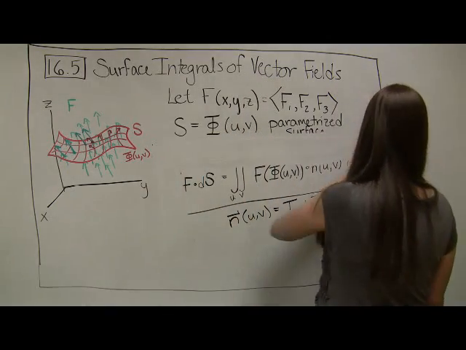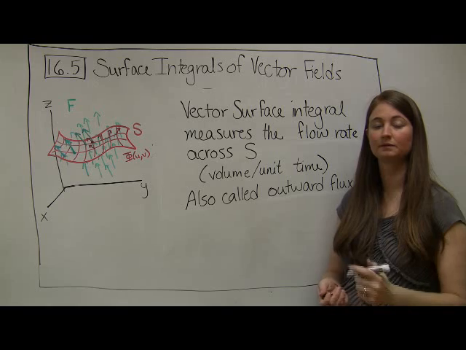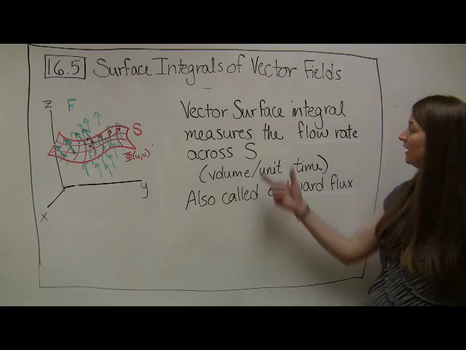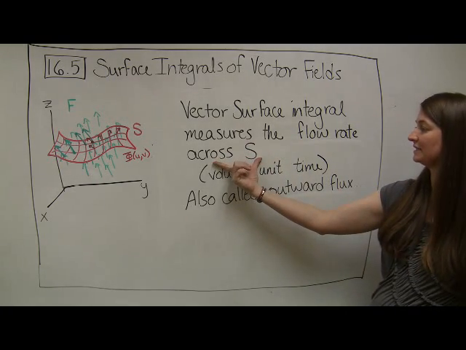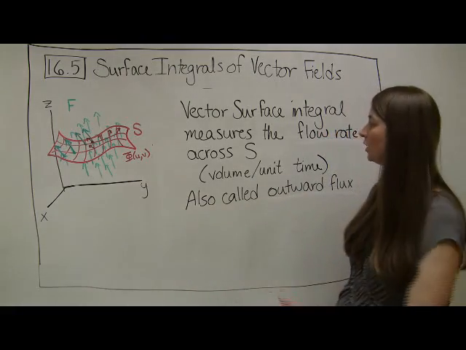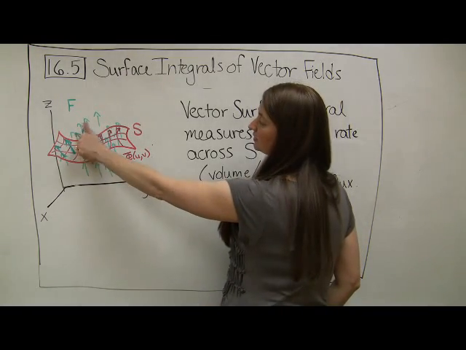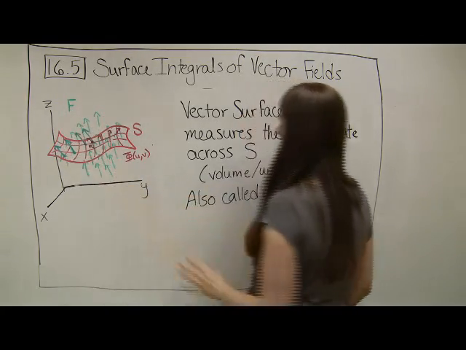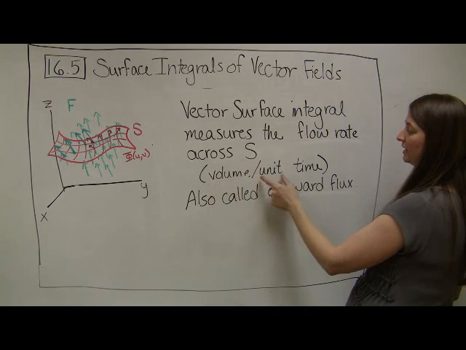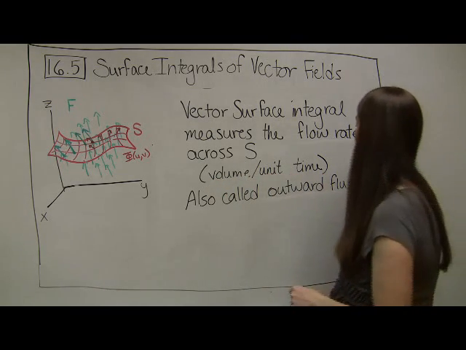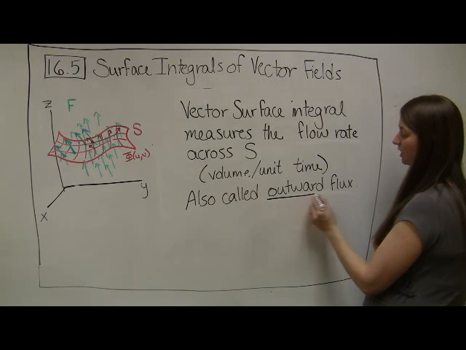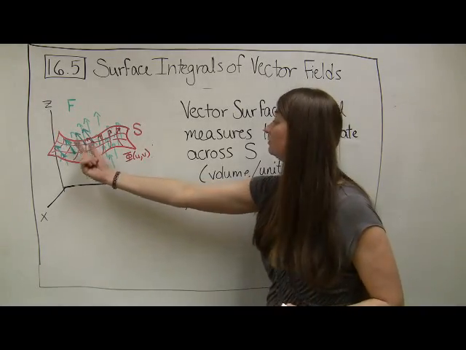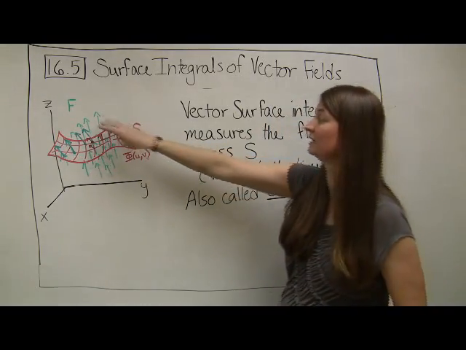I'll write that down in real world language. What is my vector surface integral measuring? It measures the flow rate across S by this vector field. I can see that my normal vectors are pointing this way, and I want to know how much of this vector field is flowing through my surface, the volume of that flow rate per unit of time. Another way that we call this is the outward flux. That's another word to describe this measurement, the flow rate through this surface given by the flow of F.